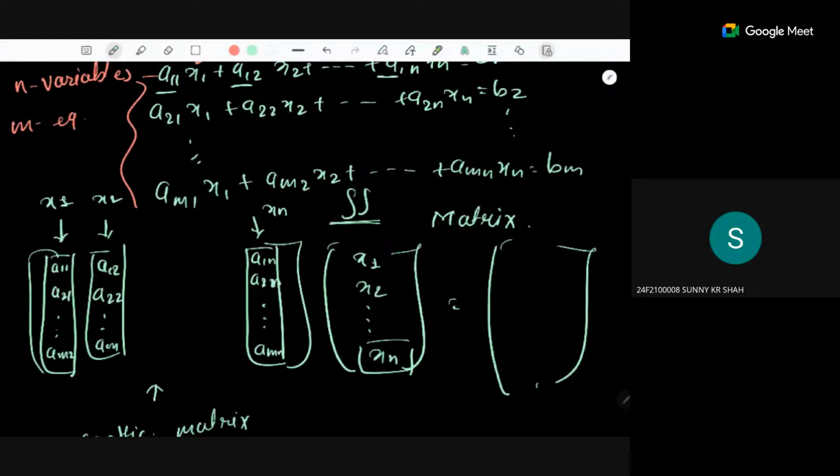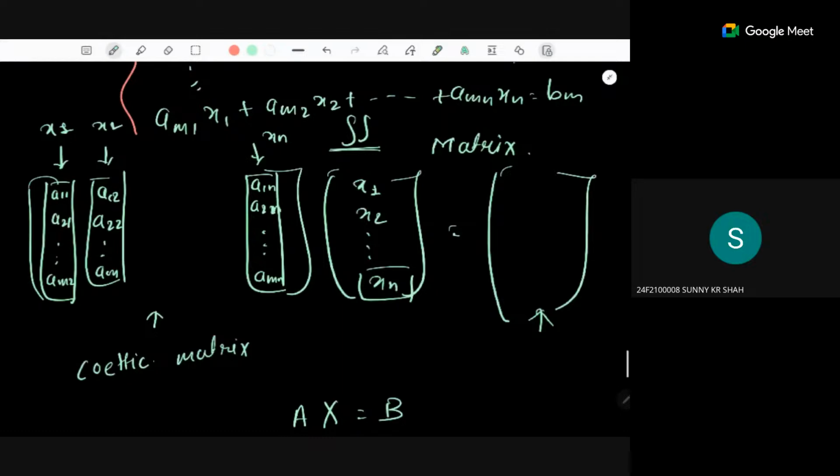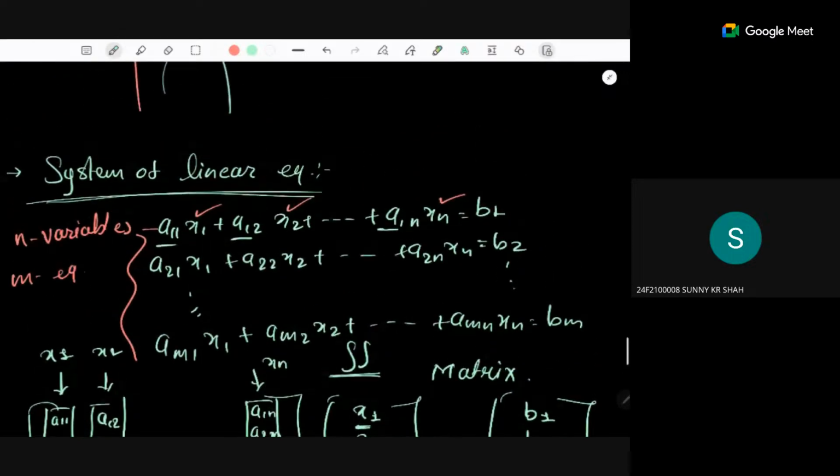Okay, and this is nothing but your constant matrix. So here also the order depends on the variable. If the first variable is x1, the first constant will be b1. If the second variable is x2, the second constant will be b2, and so on. The last constant will be bm, corresponding to the last equation. So you have to maintain the order when you convert the system of equations into matrix form.